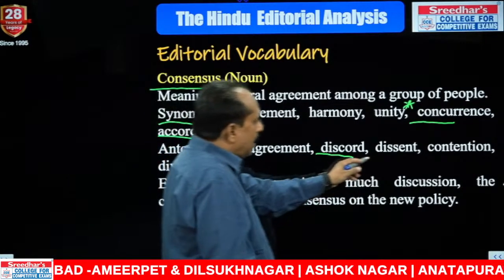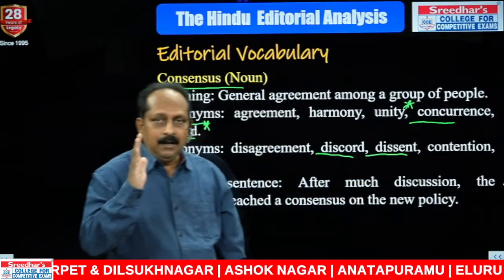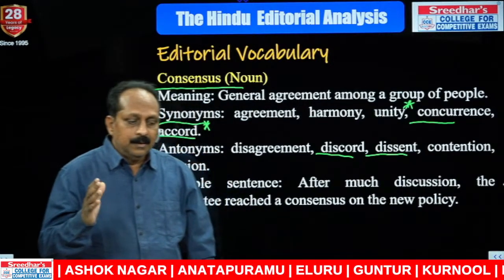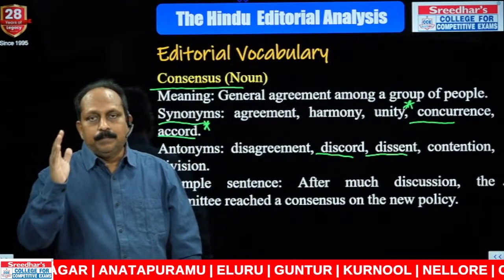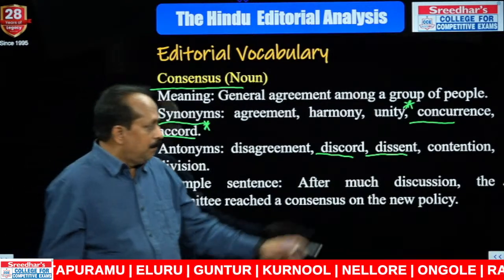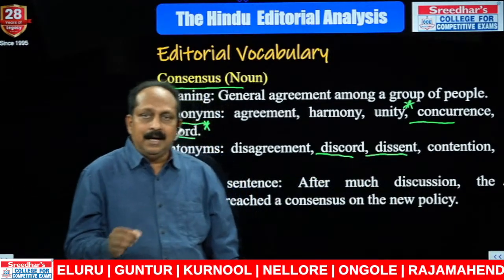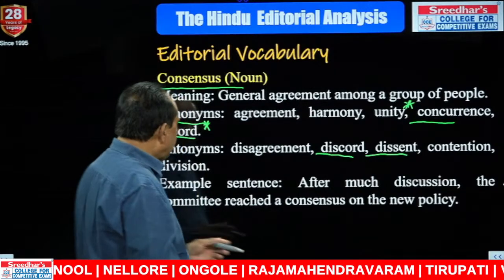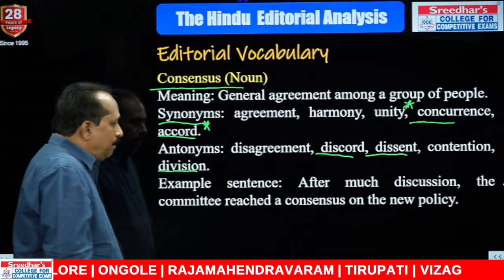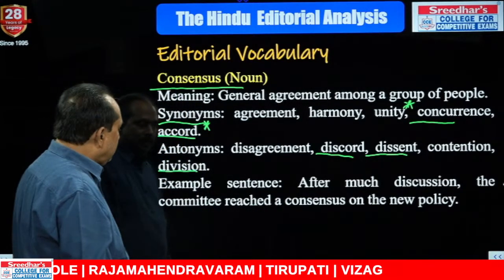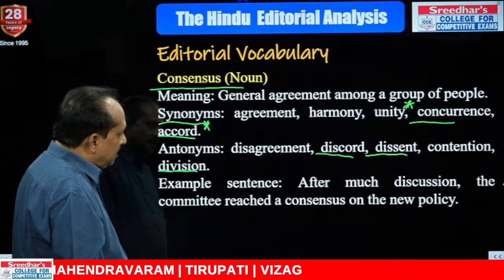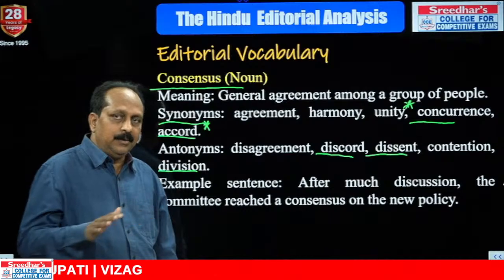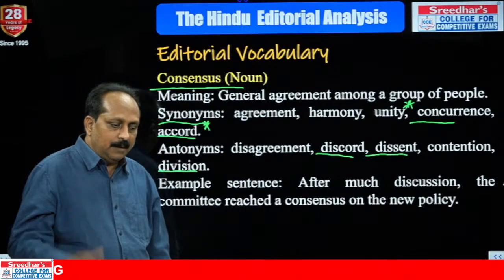Dissent. Ascent, descent. Ascent, ASCENT. Ascent of Man, there is a title also. Going up, ascent; coming down, descent. But here, what is the spelling? DISSENT. Means opposition, contention, division. Example: after much discussion, the committee reached a consensus on the new policy. Means all the people agreed, same stand they have taken.